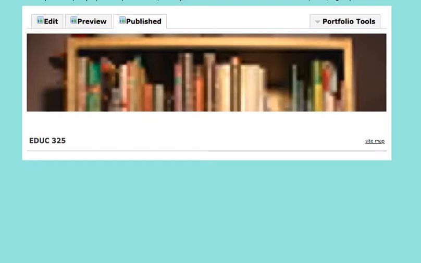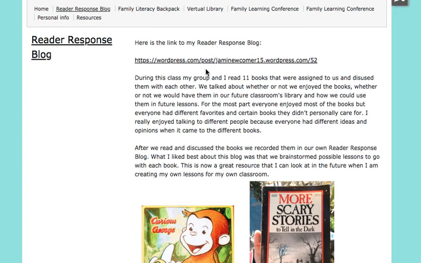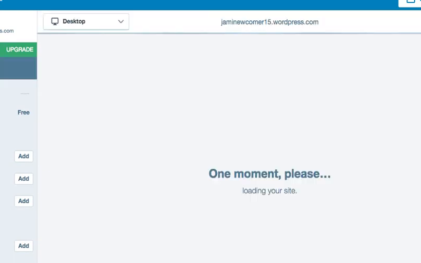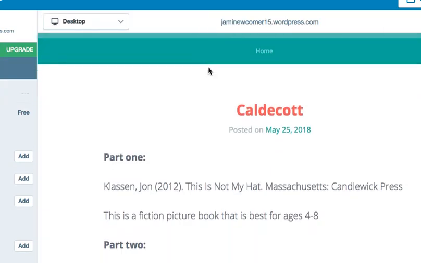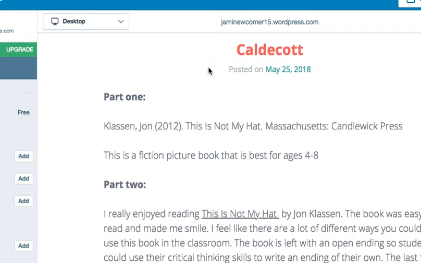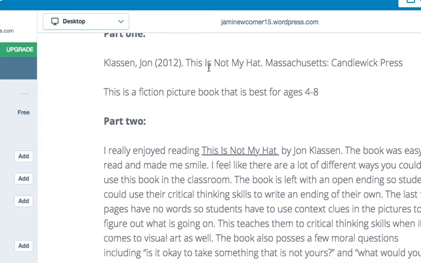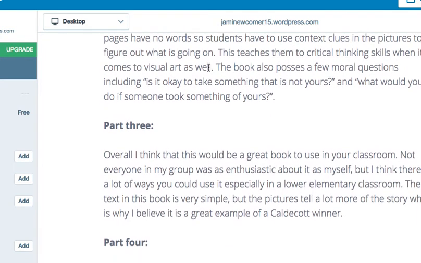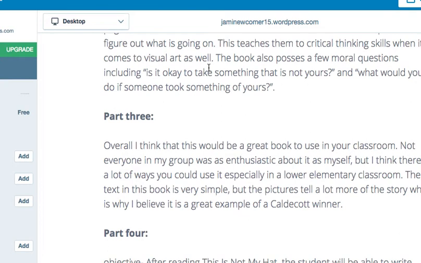This is my reader response blog. Here we can see the site, and it goes through each category and has 4 parts. One is the book or books that were in it. The second is my thoughts and feelings on the book. The third part is a critique of whether or not the books went over the categories that we were in and whether or not we thought they were good to be used in the classroom.